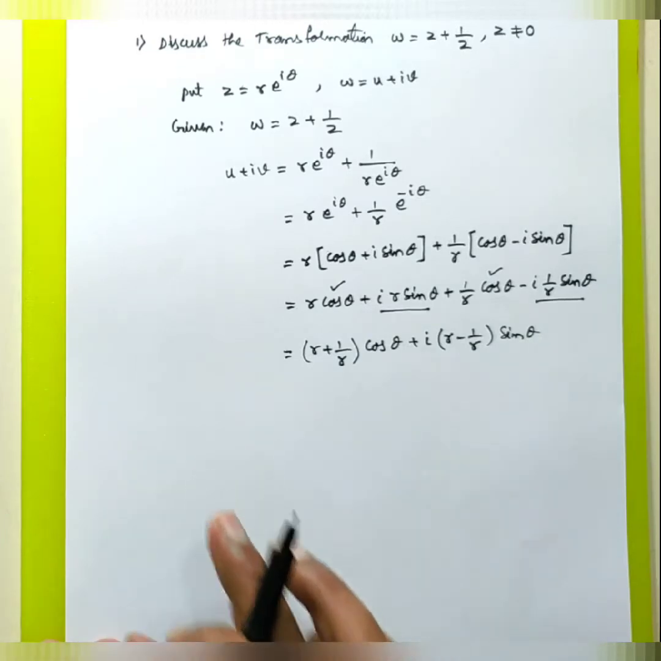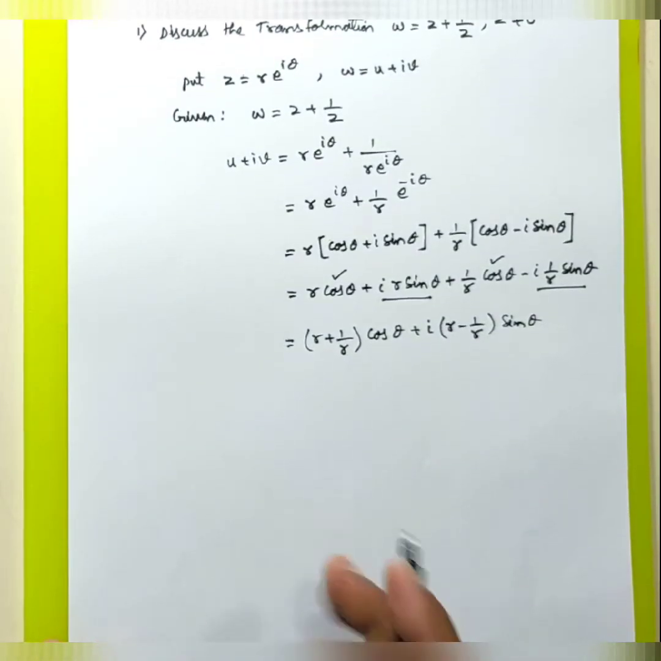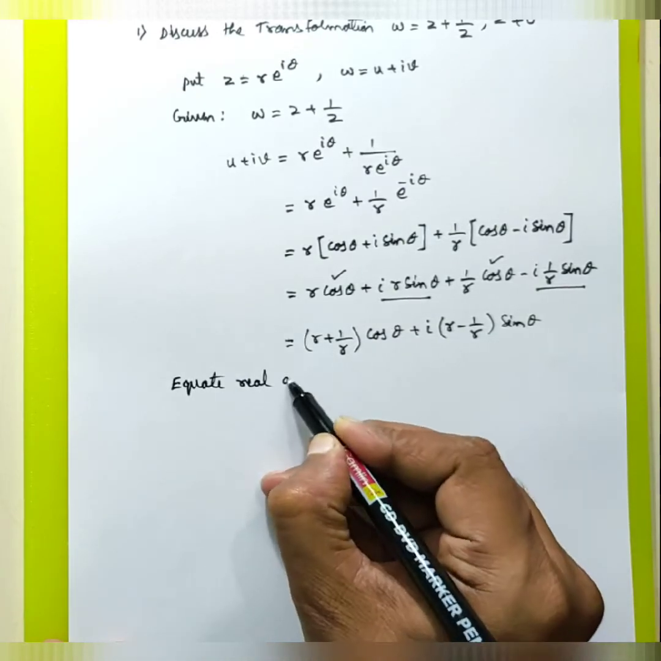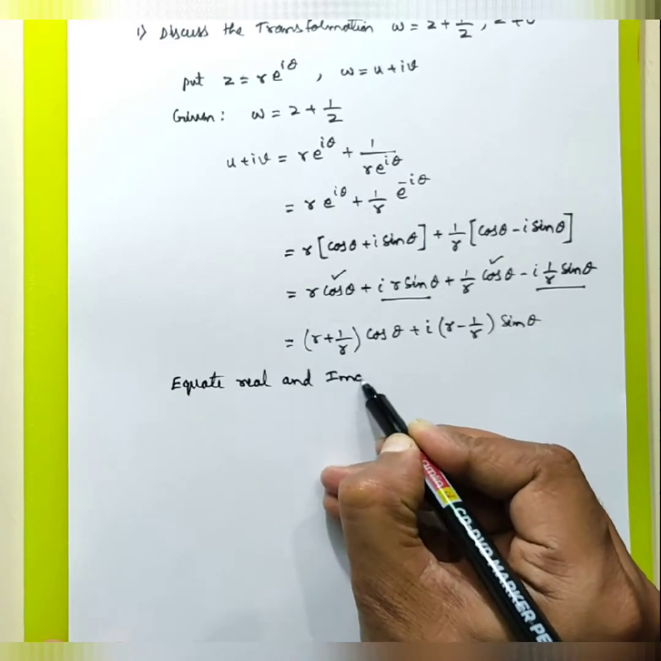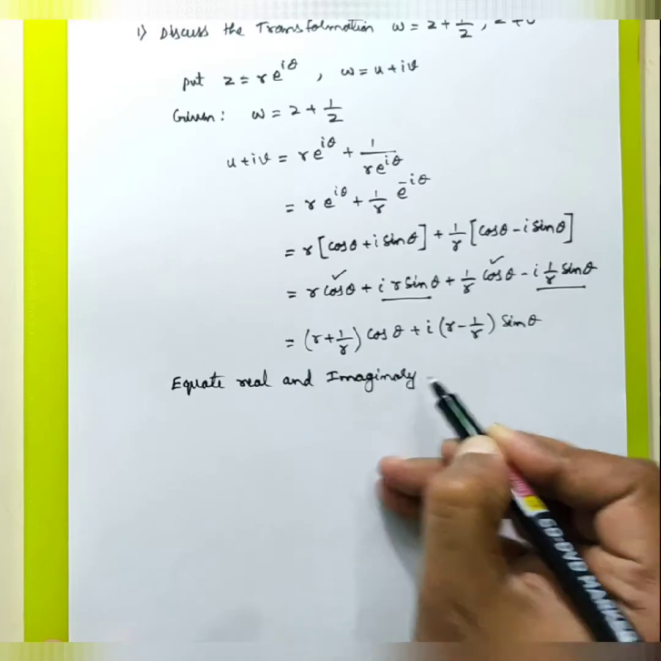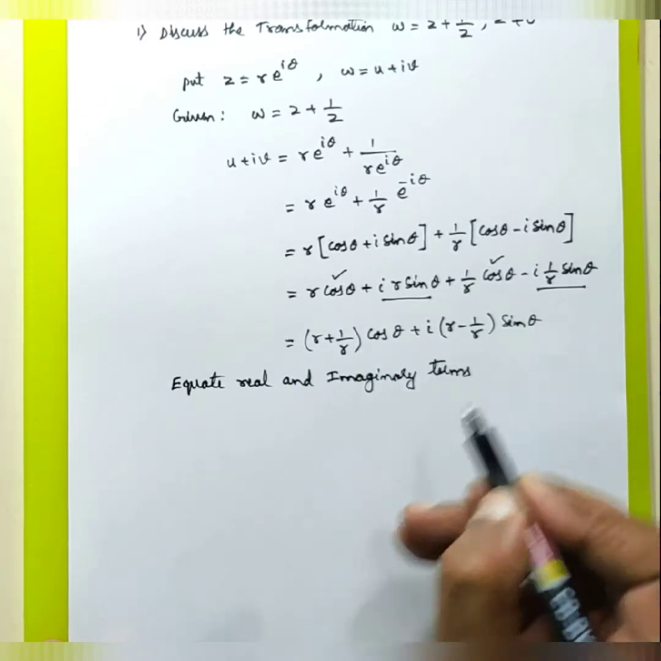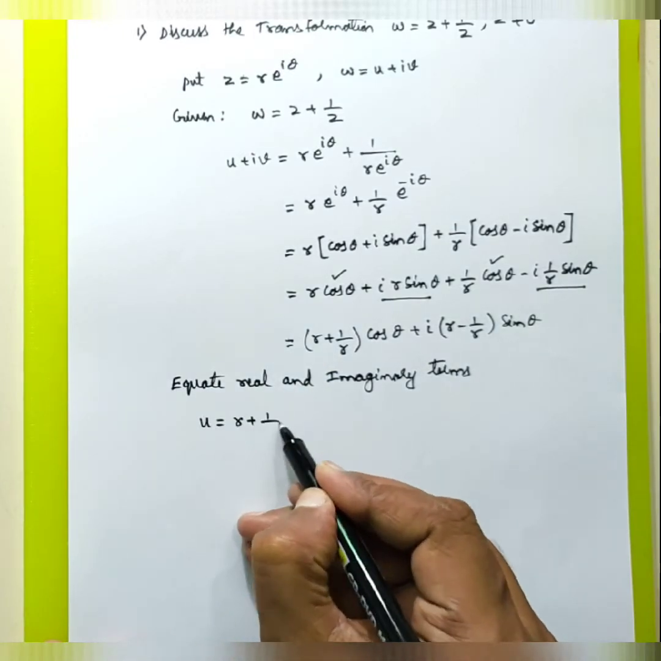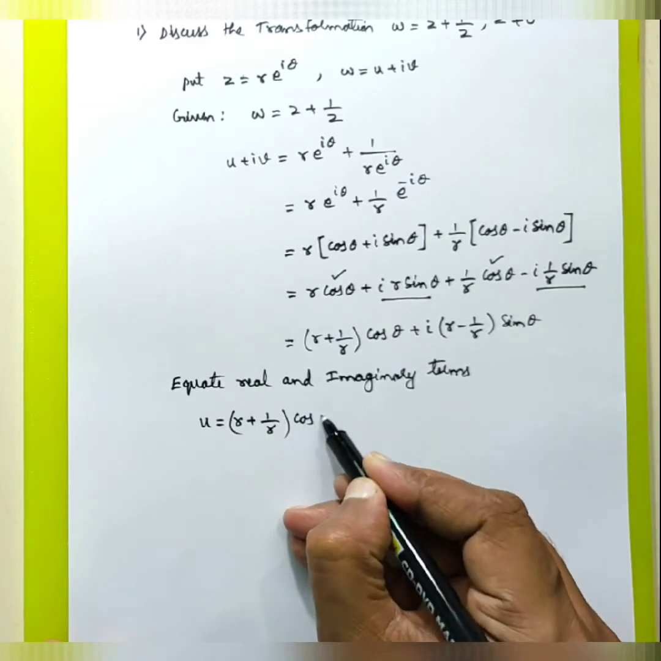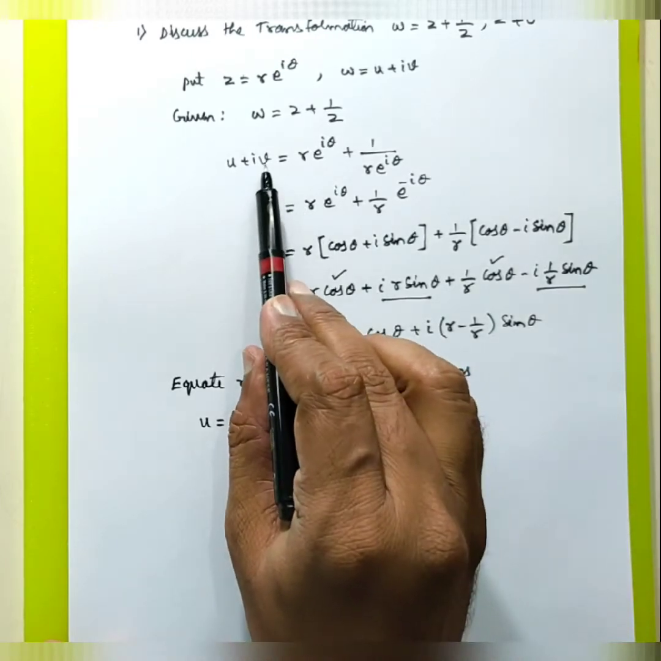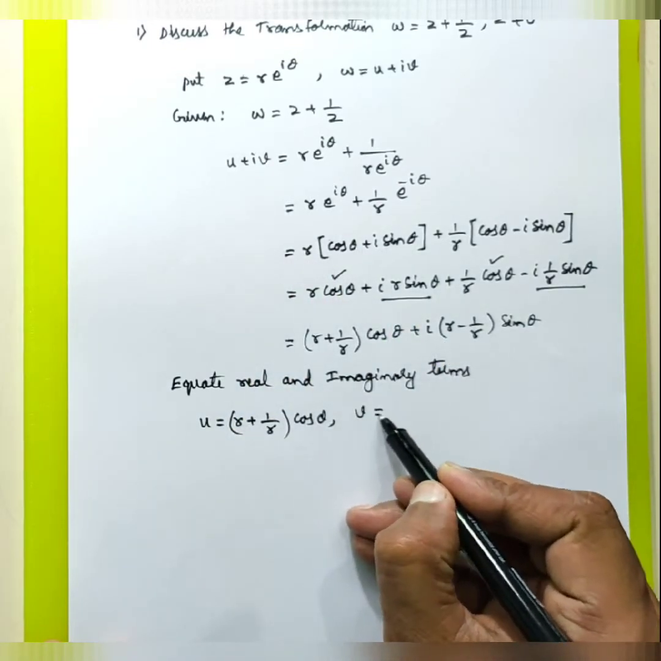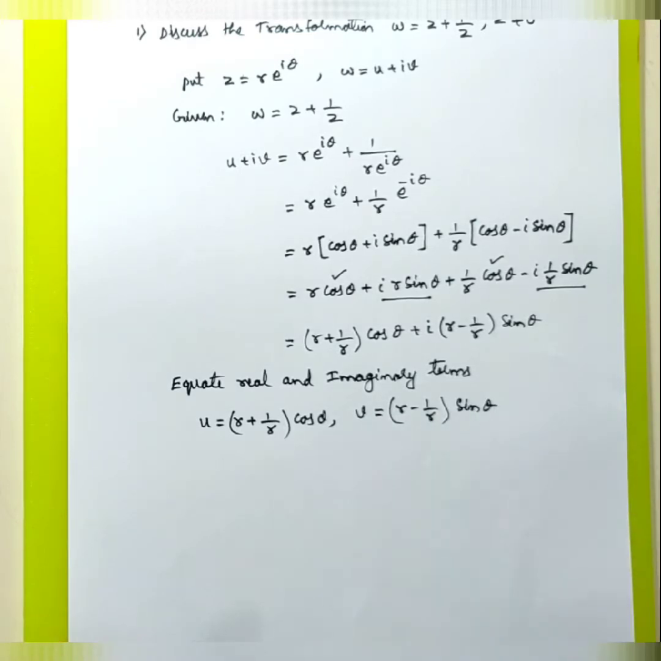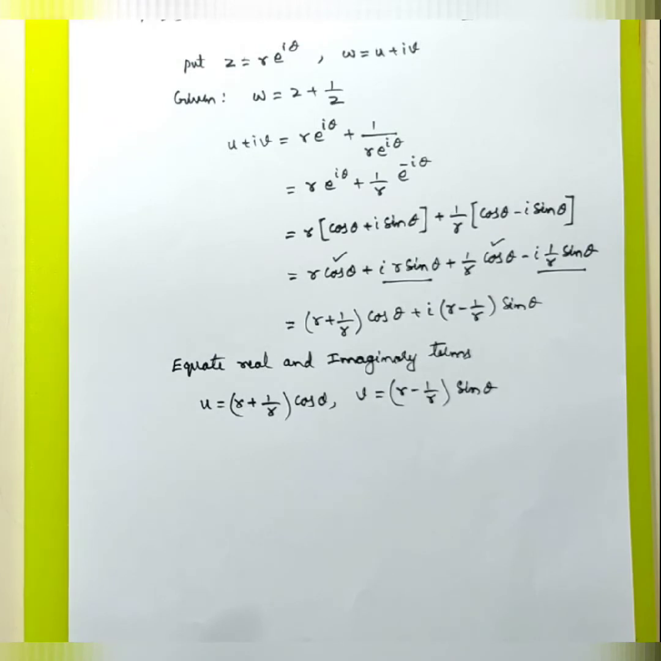Let us equate the real and imaginary terms on both sides. If I equate, u equals r plus 1 by r times cos theta. Then equating the coefficient of i, v equals r minus 1 by r times sin theta. So we have got the value of u and the value of v.